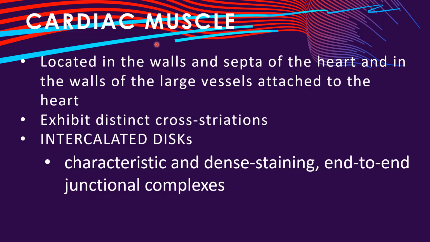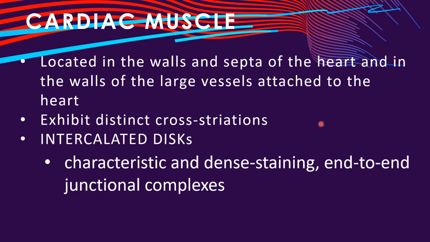Let's move on to your cardiac muscle. They are located in the walls and the septa of the heart and in the walls of large vessels attached to the heart. An example of this is your aorta. This one also exhibits distinct cross striations, same with your skeletal muscle fibers. It has one nucleus, and the fibers are branched. It is similar to your skeletal muscle with the cross striations.